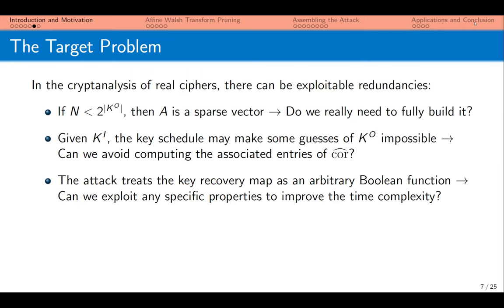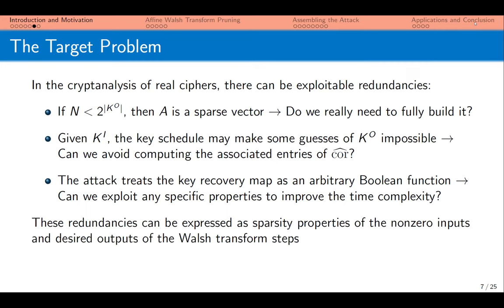And finally, we noticed that previous versions of this attack algorithm consider that the key recovery map is an arbitrary Boolean function, which normally we can deduce from the construction of the cipher. And we may have some properties which are useful to us.